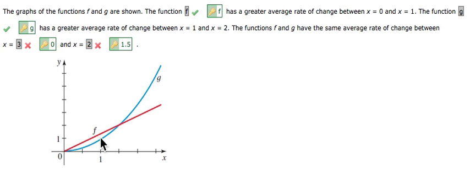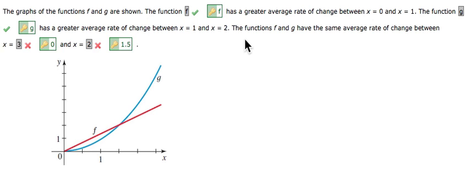And g has a greater average rate of change later, so it looks like somewhere along here it gets a little bit steeper along g than it is along here. So they're saying it's around 1 where that steepness changes, and it gets more steep between x equals 1 and x equals 2 for the g function. The blue one is steeper.